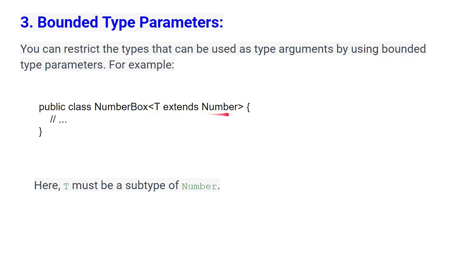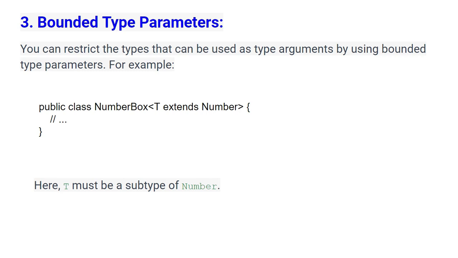You can't pass anything apart from classes that implement Number. If you pass anything else which does not implement the Number class, it will throw an exception. Let me explain in simple words. Let's take this example only. For example, we have to print some numbers.